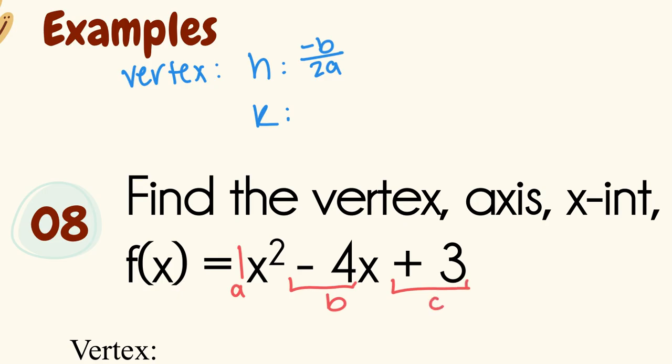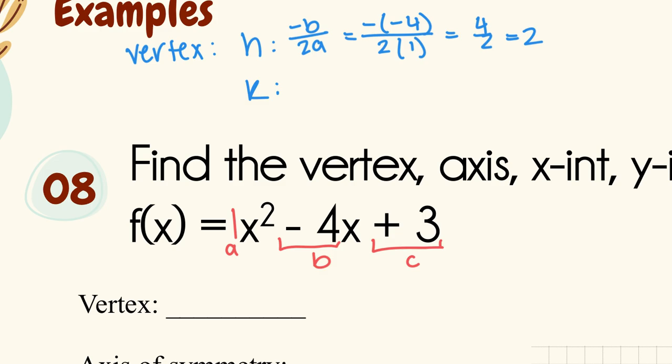So now that we know, I'm going to write them in. I'm going to have negative 4, because that negative has to stay there, over 2 times 1. I'm going to get 4 over 2, which ends up 2 in the end. So my vertex is going to be 2, comma.